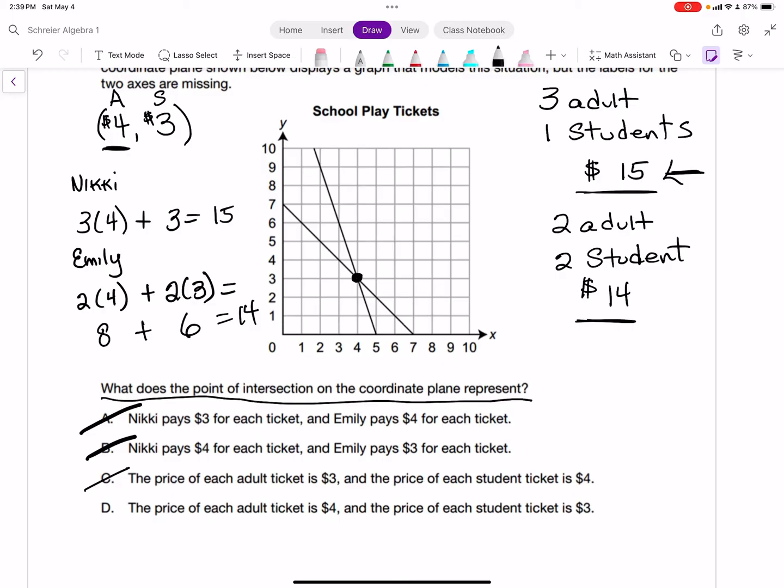So let's see if D, which seems to be our answer choice, is correct. It says the price of each adult ticket is $4. Yep. And the price of each student ticket is $3. That's correct. So this is our answer choice. Okay, that's the end of today's review, and we are going to do more review tomorrow.